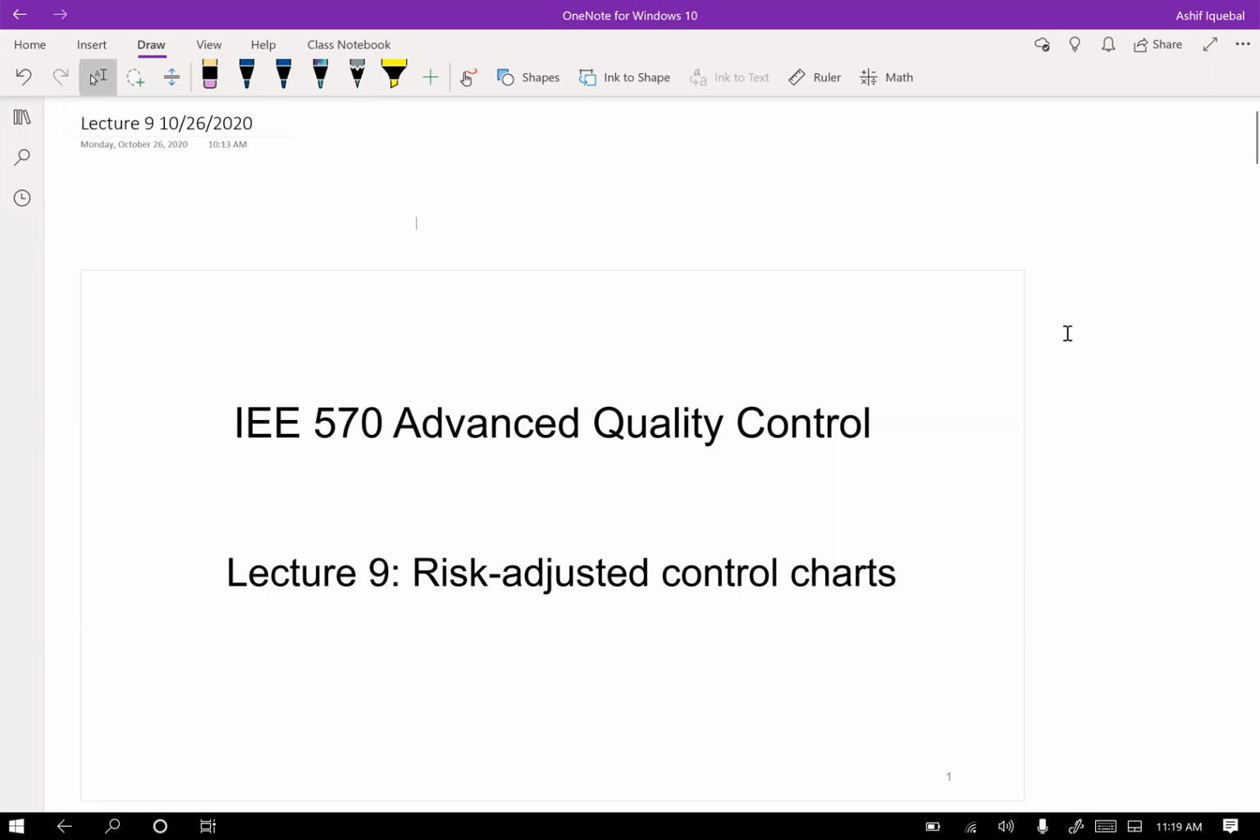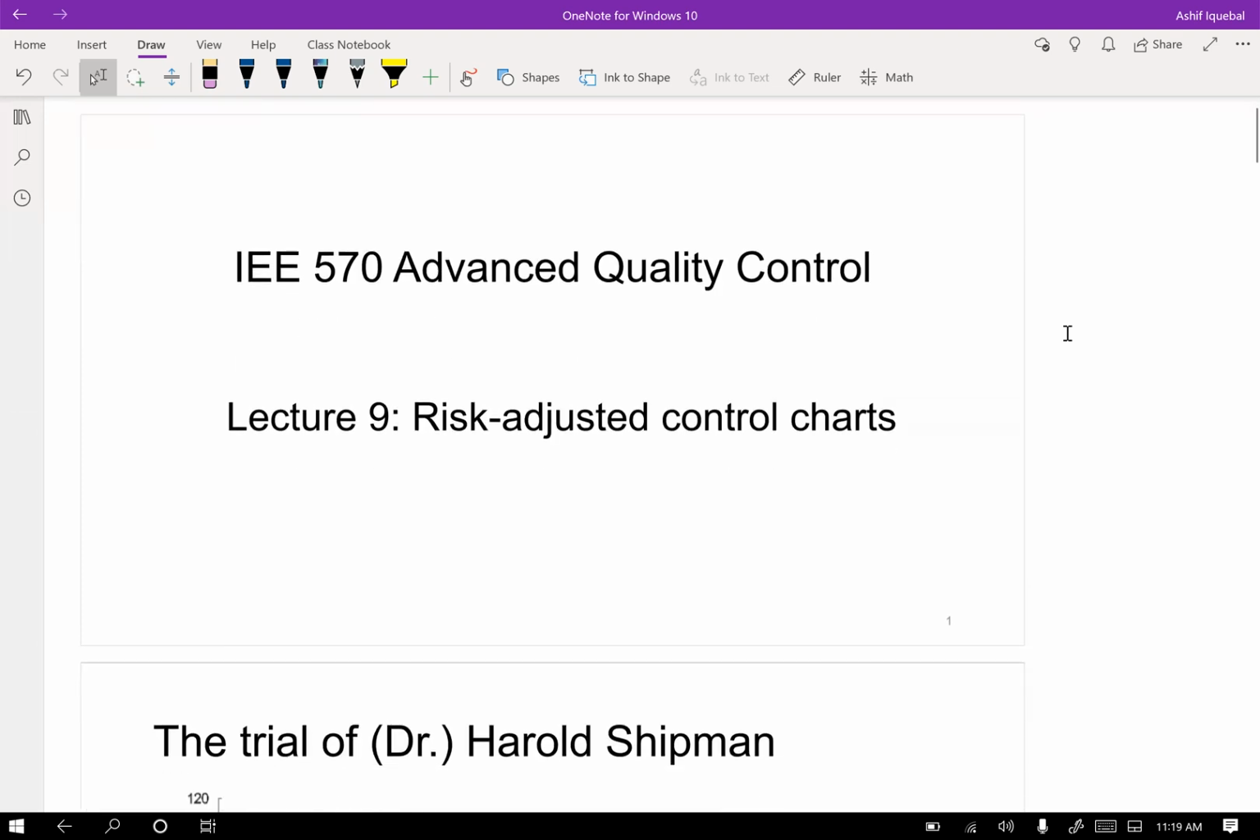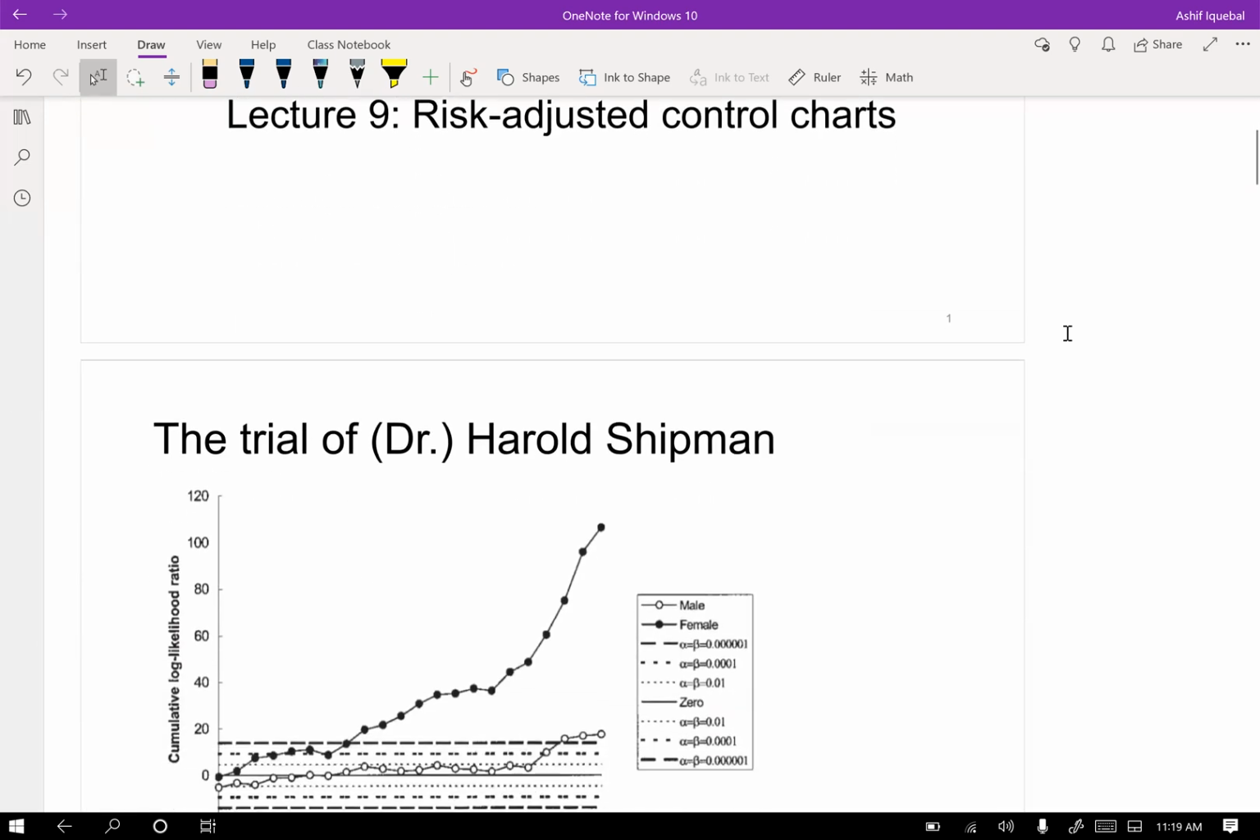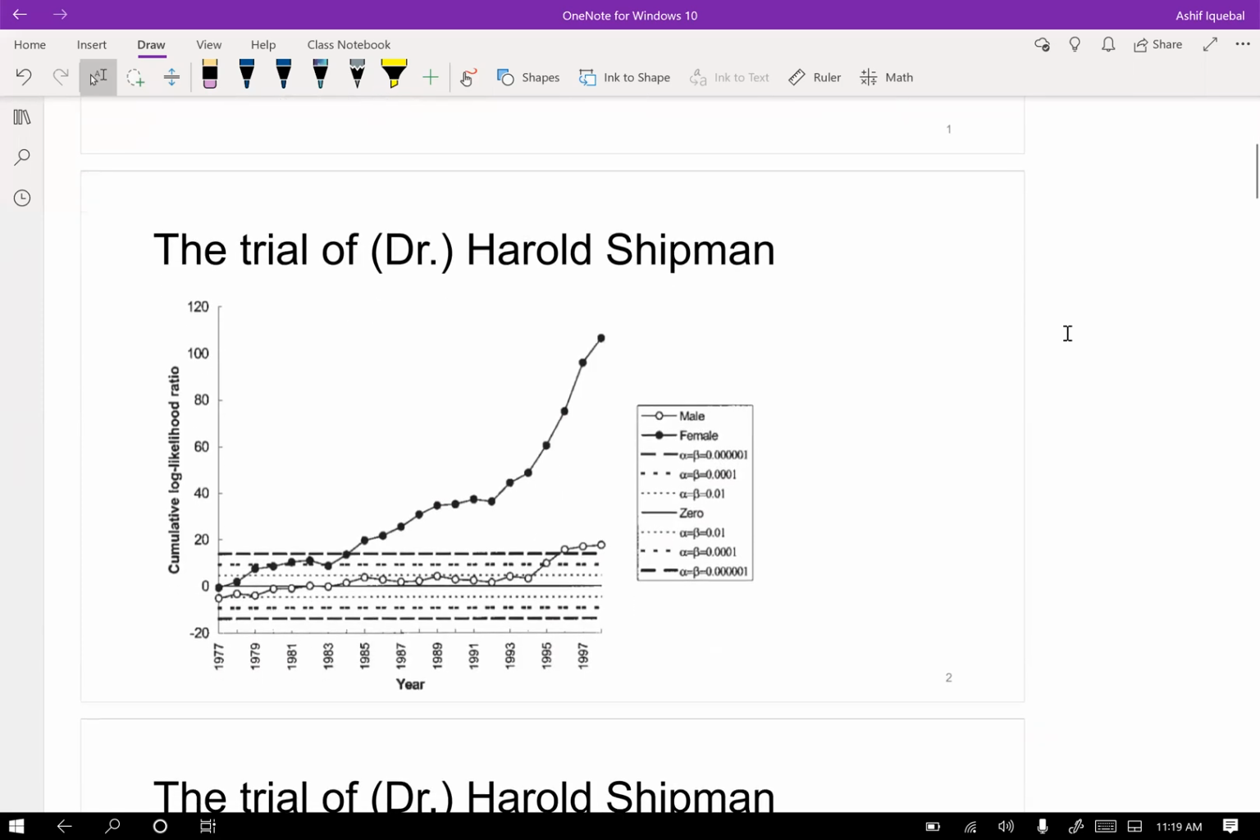Lecture 9 is called risk adjusted control charts. Today I thought maybe it's good to talk some history. I like giving these examples. Sadly, I don't have many examples because this is the first time I'm teaching. But I like to present examples, and this is one that I thought will be really interesting to some of you. So let's try to make this more interactive, okay?